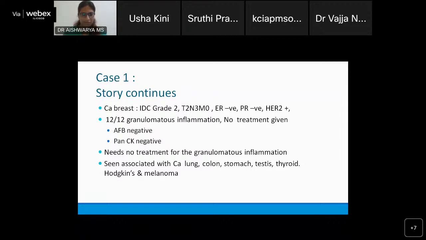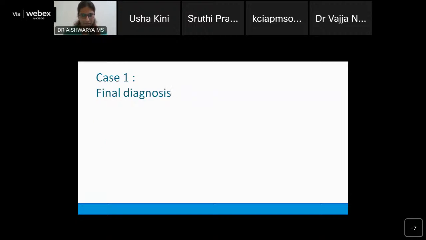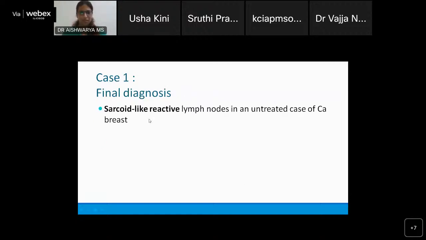Okay. In this case, this came as a slide and block consult. I was amused when they wanted to know whether it was COX. When I got the history, then I knew that they were expecting that we would say these lymph nodes were positive for tumor. So they were wondering, they have called it N3 and why is this N0? Okay, the final diagnosis is sarcoid-like reactive lymph nodes in an untreated case of CA breast.